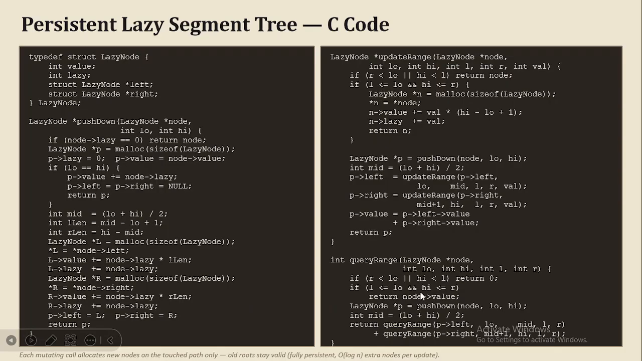And now to the query range. It mirrors the same three-case structure of the update range. Out of range returns 0 here. And if it fully covers, it returns the node's value. If it partially overlaps, it pushes down and sums both children. Every function allocates new nodes on the path. Nothing is ever mutated in place.